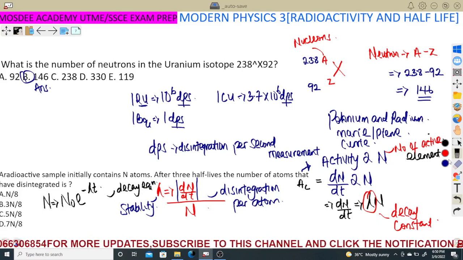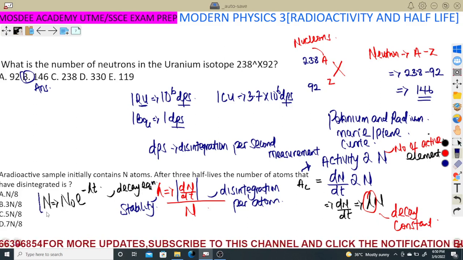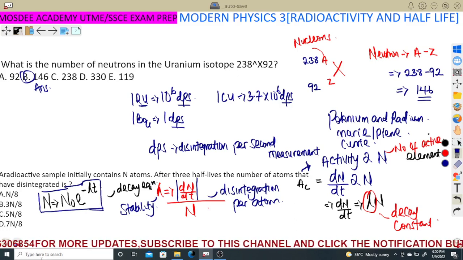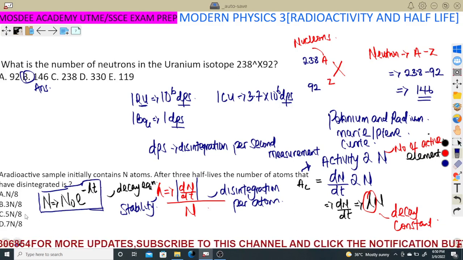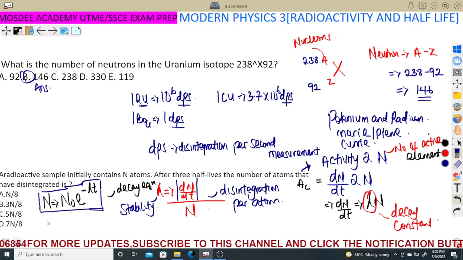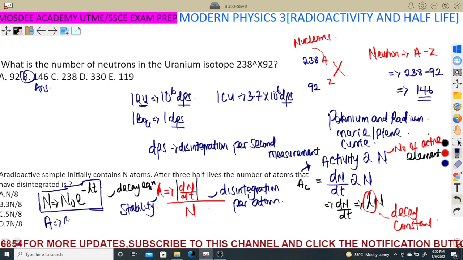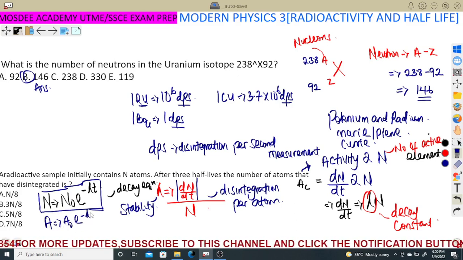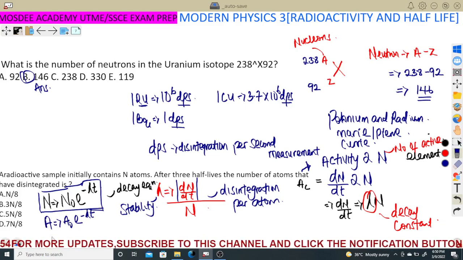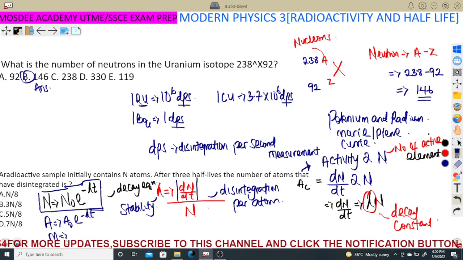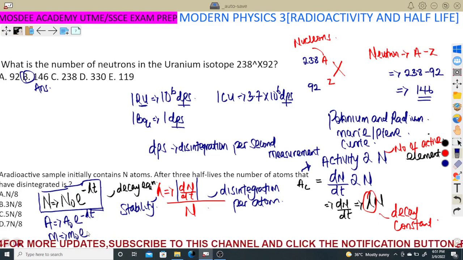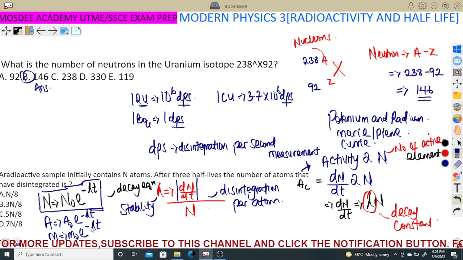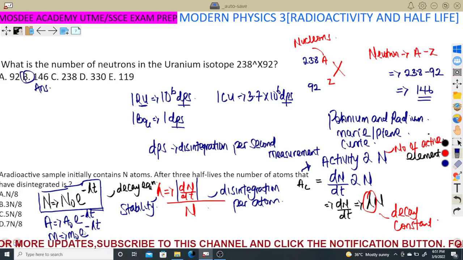This particular formula, I am going to ring it for you. When I ring a formula, students need to write it in their short notes. So this is now modified. Sometimes if you are given activity, you can also say activity equals initial activity times e raised to power negative lambda t. The same thing goes for mass: mass is equal to the old mass times e, exponential, raised to power negative lambda t. In this formula, lambda is the decay constant, and t is the time.